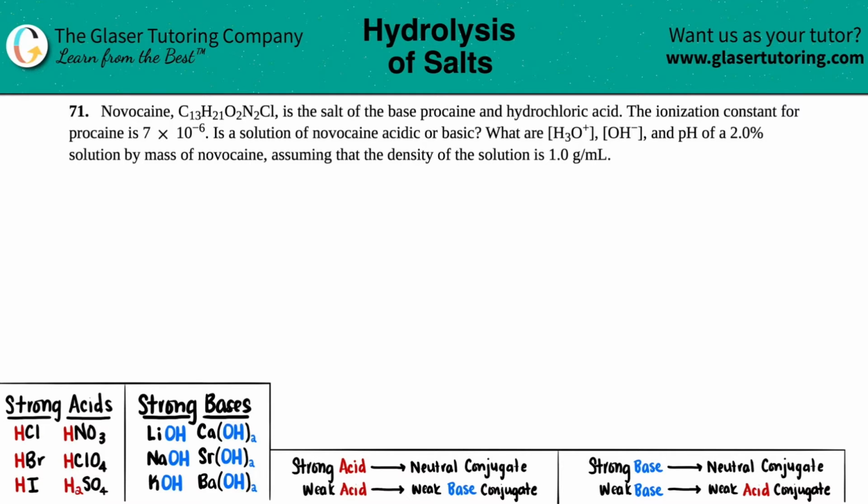71. Novocaine, which is C13H21O2N2Cl, is the salt of the base procaine and hydrochloric acid. The ionization constant for procaine is 7 times 10 to the negative 6th. Is a solution of Novocaine acidic or basic?